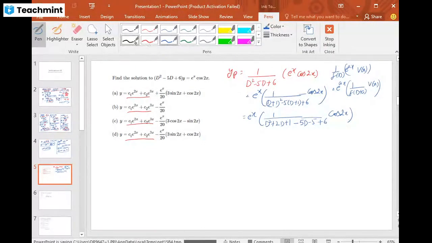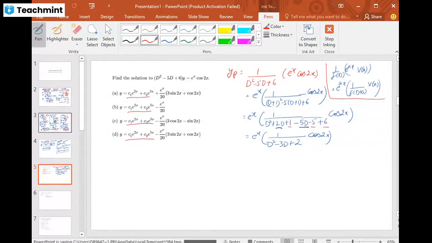Now you can see here D square is there. This is 2D minus 5D. So we have e power x, 1 upon D square, minus 3D (since 2D minus 5D is minus 3D), and the constant term is 1 plus 6 is 7, 7 minus 5 is plus 2, times cos 2x. Now it is of the form 1 upon f of D into cos ax.